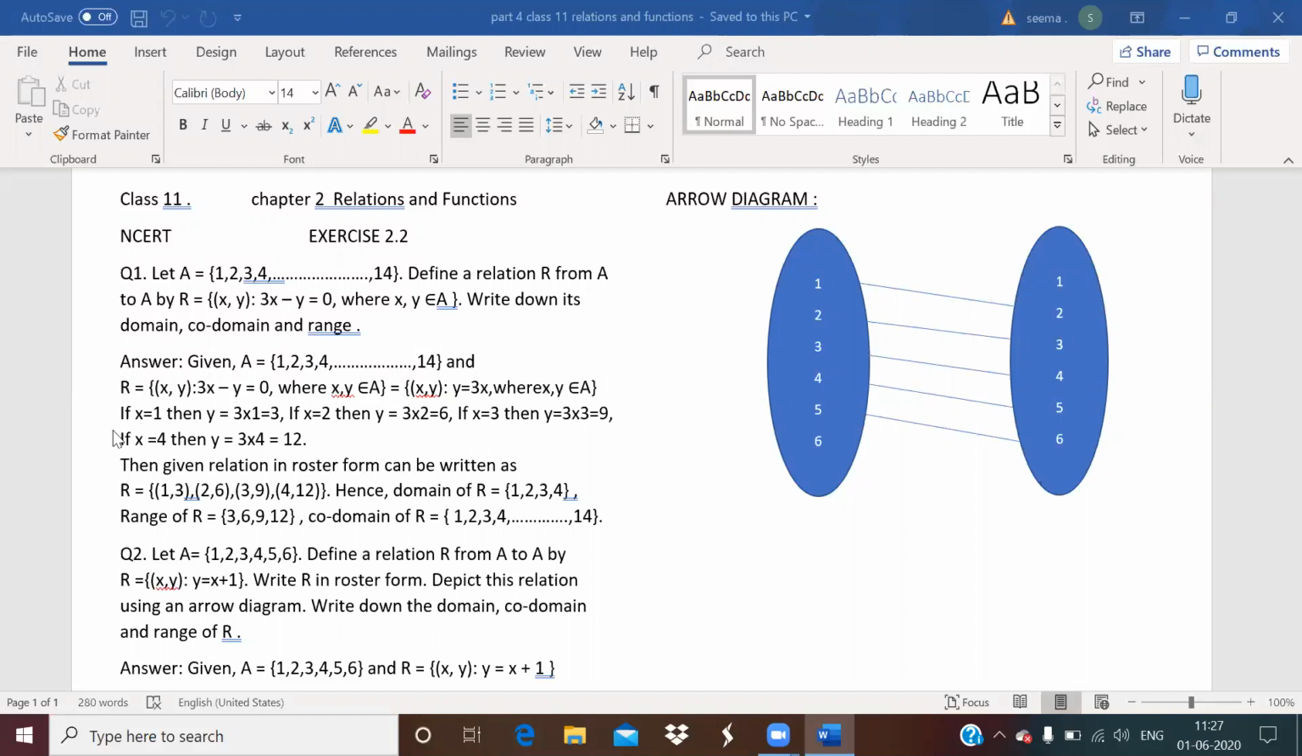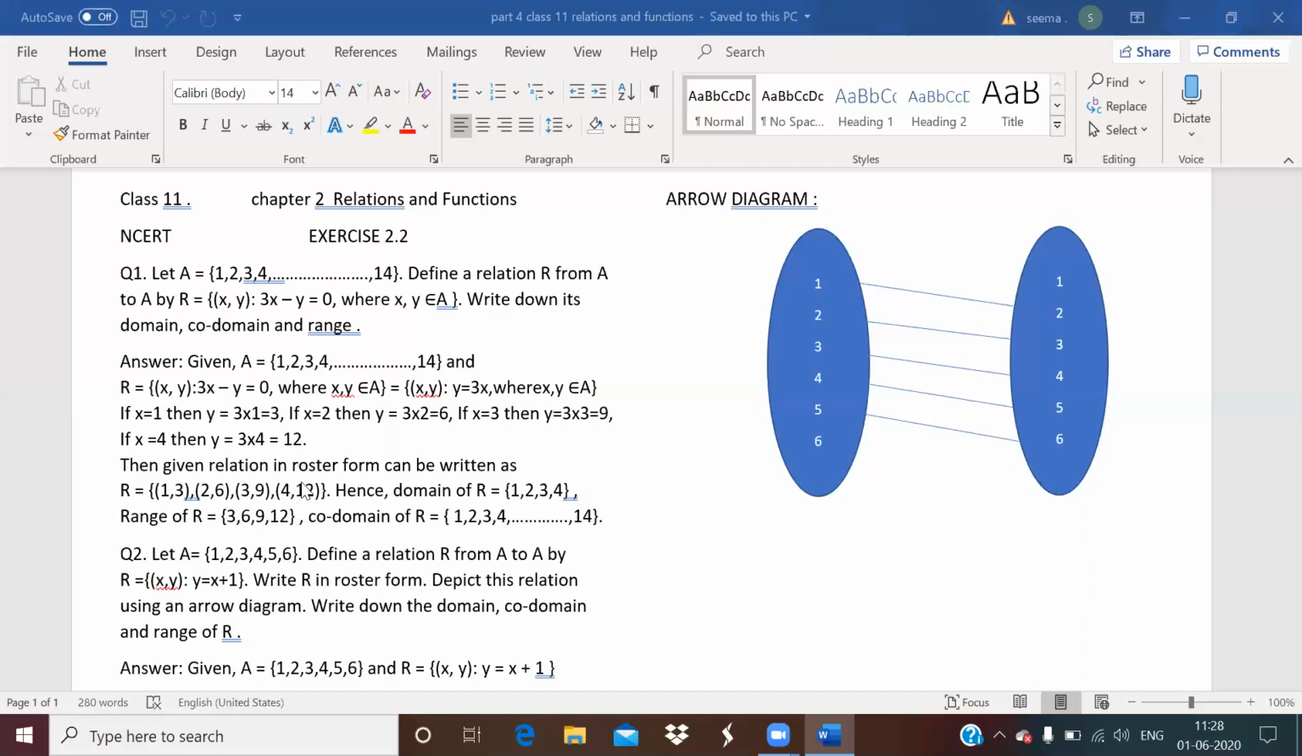If x is 1, then y is 3 into 1, that is 3. And similarly, if x is 2, y is 6. If x is 3, y is 3 into 3, 9, because y equal to 3x in all the cases. And similarly, x is equal to 4, then y is equal to 3 into 4, that is equal to 12. But we can't substitute more than 4, because if we substitute 5, that will become 5 into 3, 15, which does not belong to A. That's why we have to take up to 4.